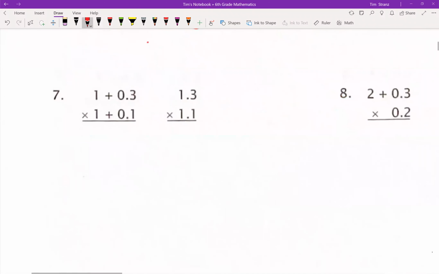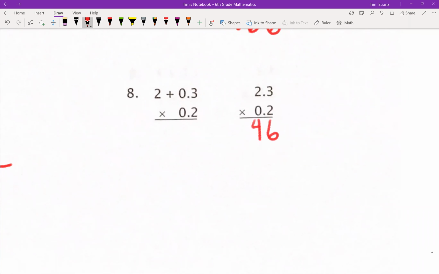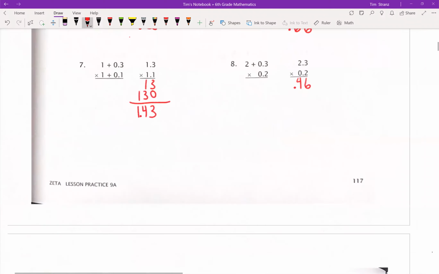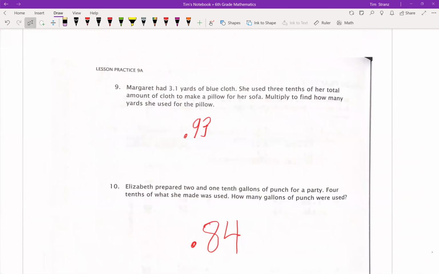Okay, then number 7, we got 1.3 and 1.1. So 1 times 3 is 3. 1 times 1 is 1. Placeholder. 1 times 3 is 3. And 1 again. So we got 3, 4, 1. 2 decimal spots, so 1.43. Okay, then we got number 8, 2.3 and 0.2. So 2 times 3 is 6. 2 times 2 is 4. I'm not going to do the 0 because I know the rest is just going to be zeros. 2 decimal places, 0.46.